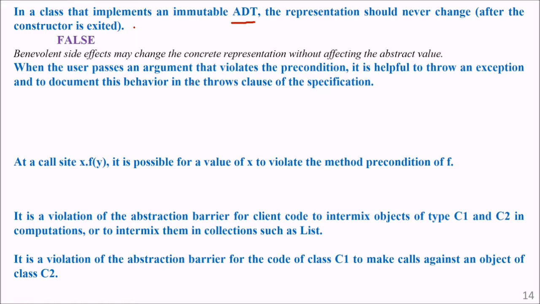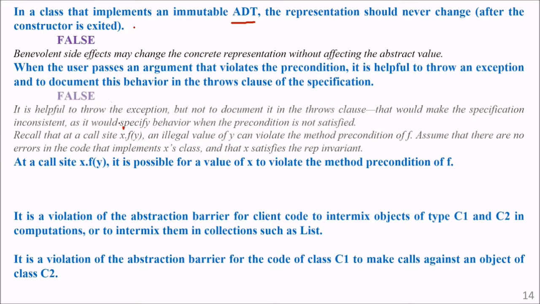When the user passes an argument that violates the precondition, it is helpful to throw an exception and to document this behavior in the throws clause of the specification. True or false? The answer is false. Why? Because it is helpful to throw the exception but not to document it in the throws clause. That would make the specification inconsistent, as it would specify behavior when the precondition is not satisfied.